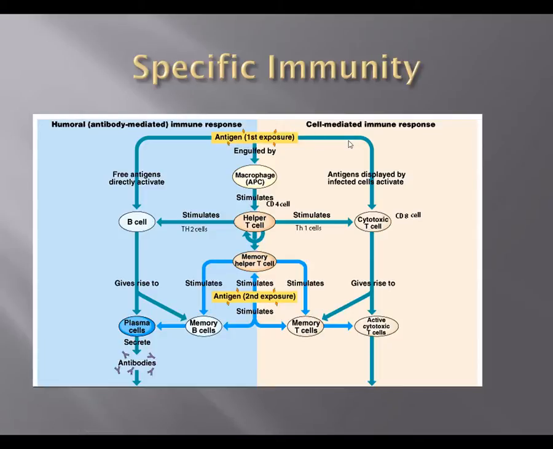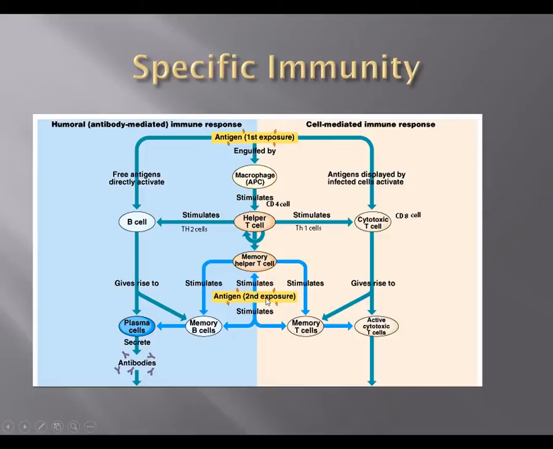MHC1 is present in all nucleated cells in the body, and therefore there is some direct stimulation of the cytotoxic T cells. And these cytotoxic T cells kill in the same way as the other killer cells with perforins and granzymes. Okay, there are also memory T helper cells, and cytotoxic T cells also become memory cells in case there is a reinfection sometime in the future.